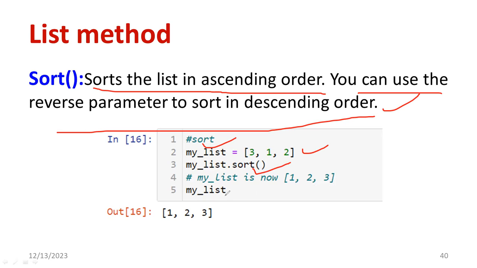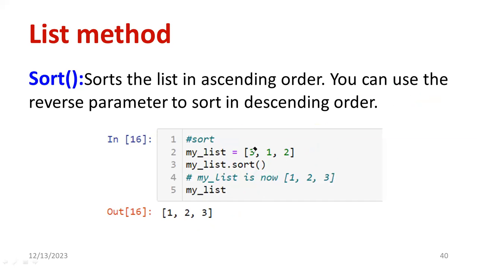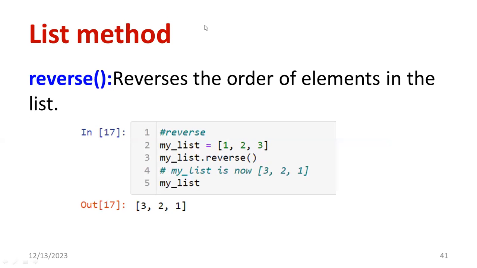If I do it in this fashion, I'll be getting 1, 2, 3. That means the items are arranged in ascending order. So this will be really useful in situations where the numbers in a list have to be arranged in sequence.